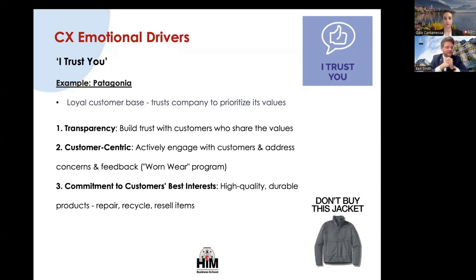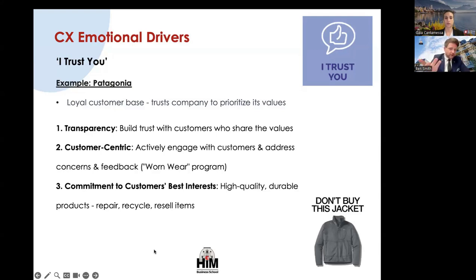But this was an incredibly popular campaign, and it wasn't actually the full sentence. The full sentence was, "Don't buy this jacket if you don't need it." And the whole idea there is that you only buy Patagonia products when you actually need them. So this really resonated or connected with customers that care that their products are sustainable and not contributing to fast fashion.